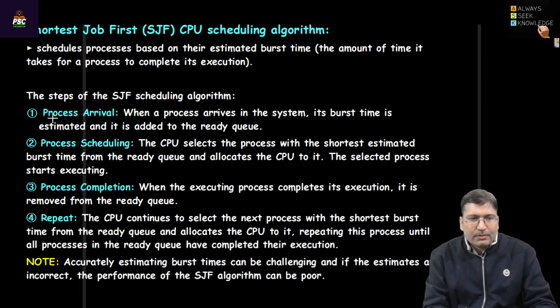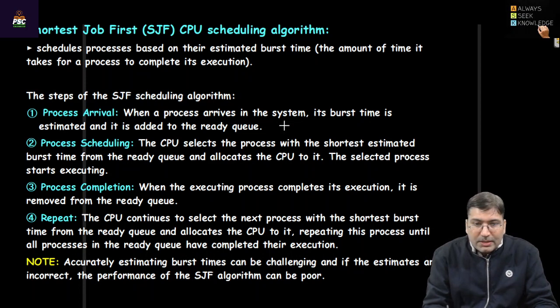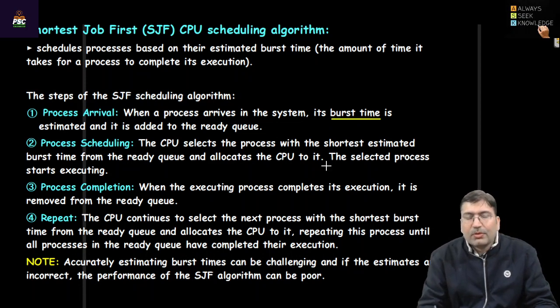So the steps: the process arrives. When a process arrives in the system, its burst time is estimated and it is added to the ready queue. This estimation matters because the decision will be made based on the required CPU cycle, or the burst time, as I discussed in the previous session. You can check the meaning of burst time, or execution time, or required CPU cycle. Based on the required burst time, the process will be selected from the ready queue.